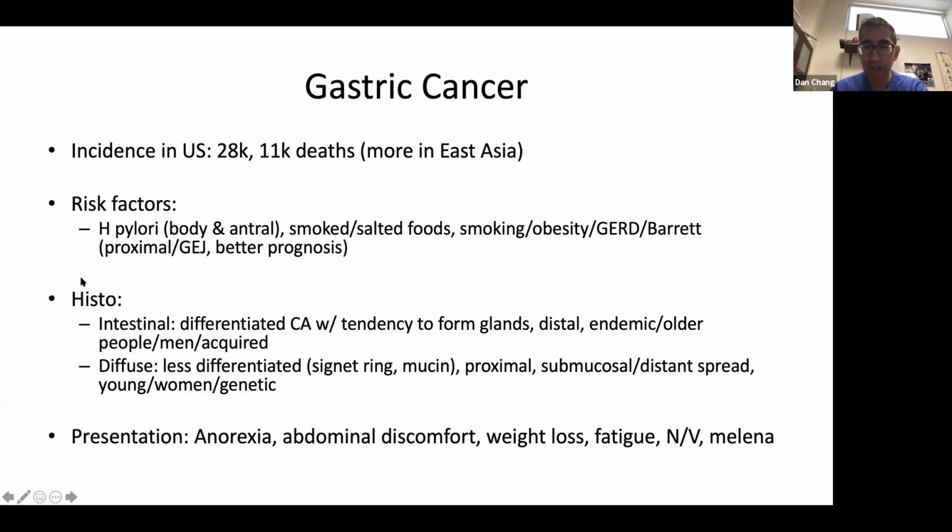Various risk factors include H. pylori, certain types of smoked or salted foods, smoking, obesity, also GERD.